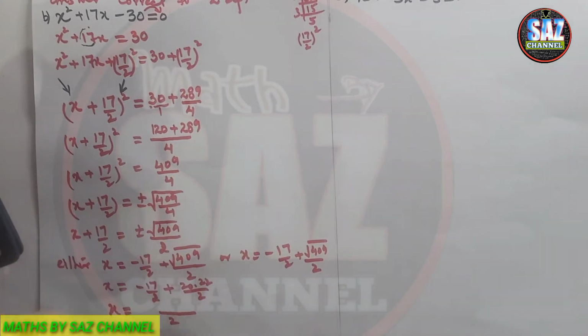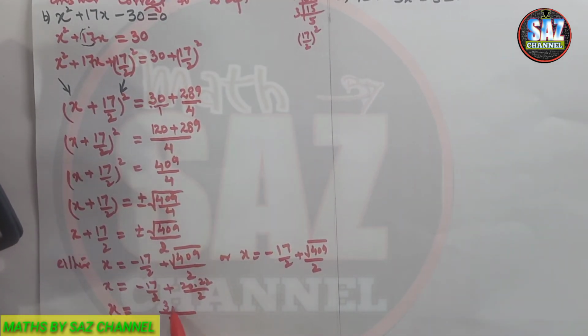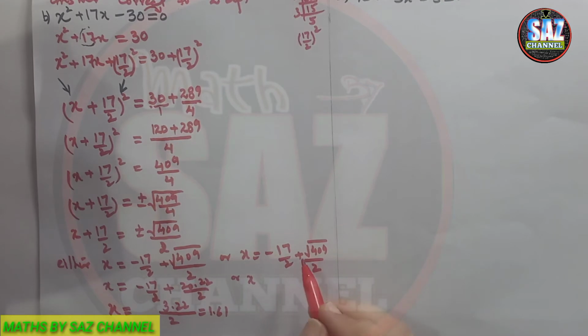I have to take away 17 from 20.22, minus 17. This will give me 3.22 upon 2, divided by 2. This is 1.61. Coming to the second part of the question, x will be equal to, this is minus, because one of the roots will be positive and one has to be negative.